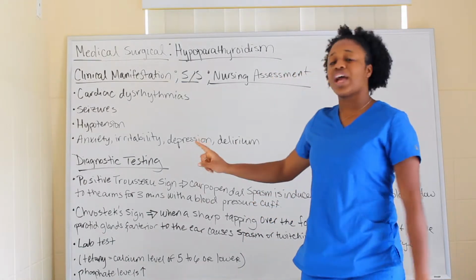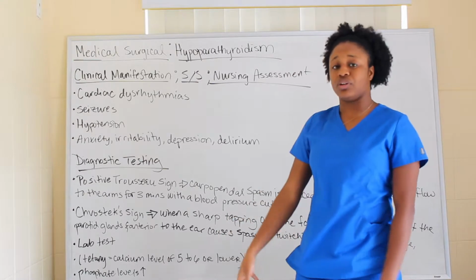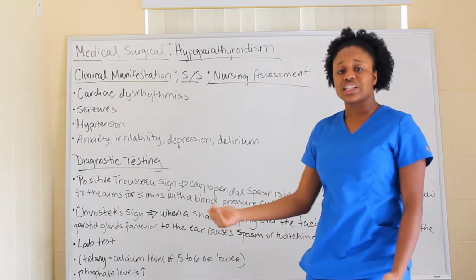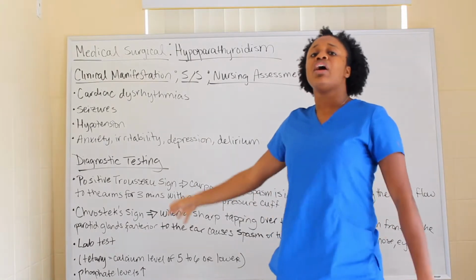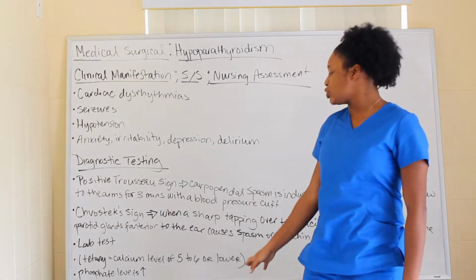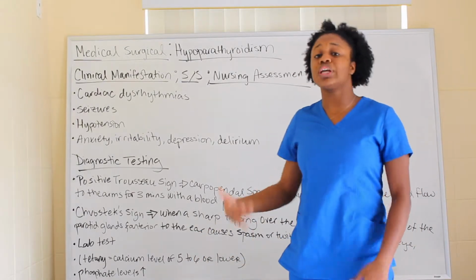All right, so now we have our lab test. With our lab test, you have tetany, all right? Tetany is pretty much like I said before, the spazzing and the twitching of different things. You experience tetany when your calcium level is between a 5 and a 6 or even lower.